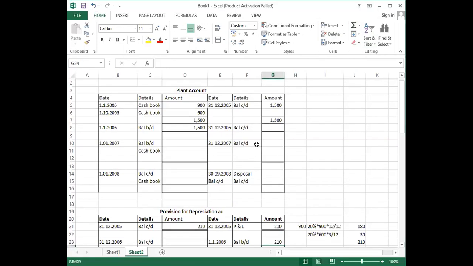Good. What happened in year 2006? Go back to the question. What happened in year 2006? Is there anything that happened in year 2006? There was nothing that happened in year 2006. And therefore, you expect that balance in our plant account is the same balance that we closed it with on 31st December 2006, and therefore we carried forward to 1st January 2007 as 1500.